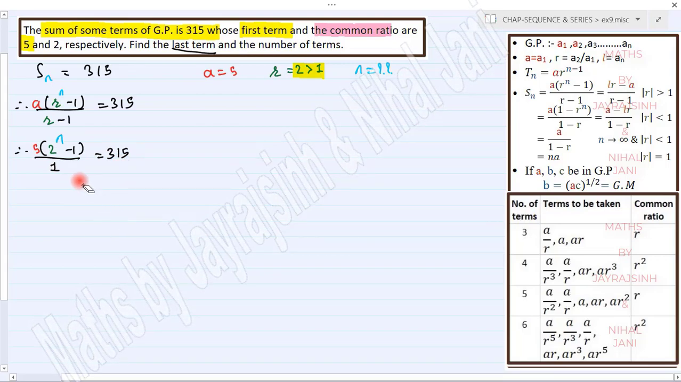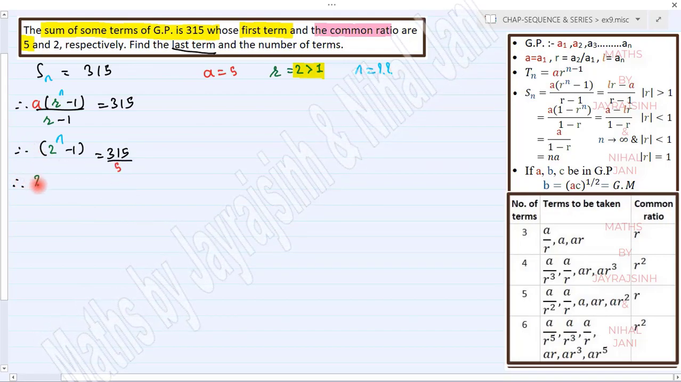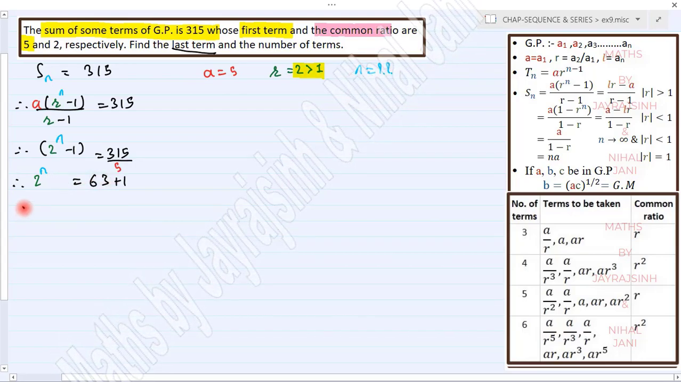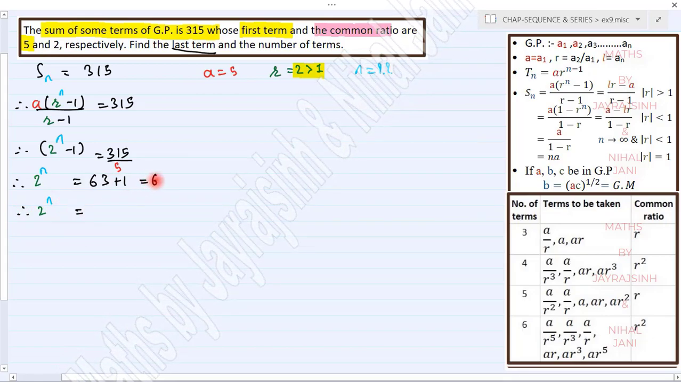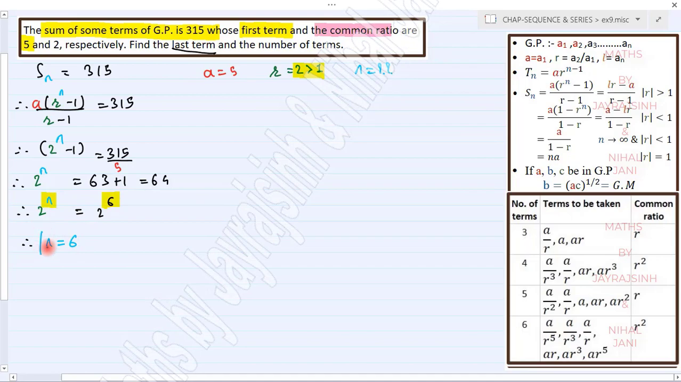Now for simplification, we have to move this 5 to the denominator of the right hand side. So here we'll get 2 raised to n minus 1 is equal to 63. If we move this minus 1, here we'll get 2 raised to n is equal to 64, which is nothing but 2 raised to 6. So by comparing the power of 2, we will get n is equal to 6.